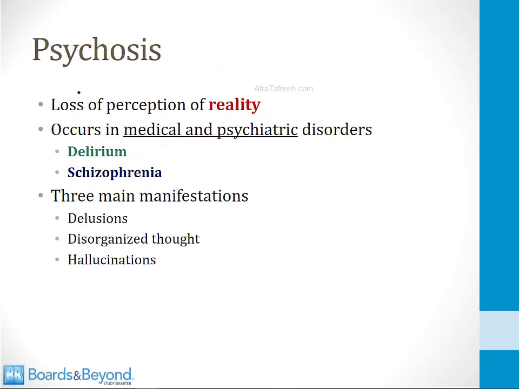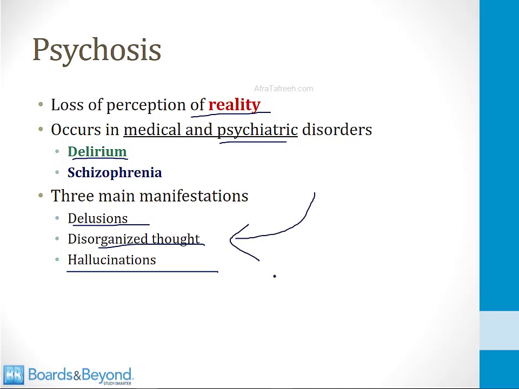In another video, I talk in detail about what psychosis is, but by way of review, psychosis is a loss of perception in reality, and it can occur in psychiatric disorders like schizophrenia, but it can also occur in medical disorders like delirium. And there are three key features of psychosis. The first is delusions, the second is disorganized thought, and the third is hallucinations. In the video on psychosis, I talk about these three elements in detail. In this video, we'll focus on how these three elements present in patients with schizophrenia.